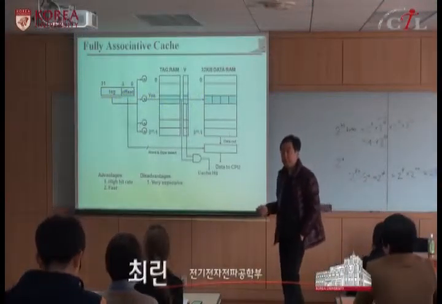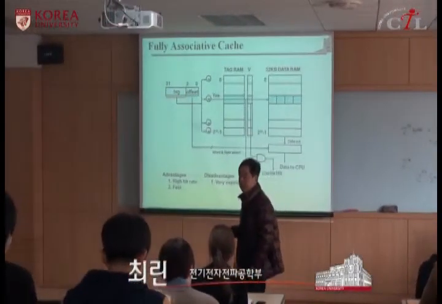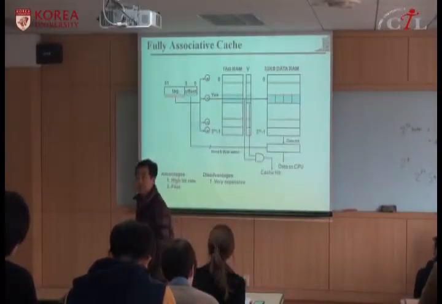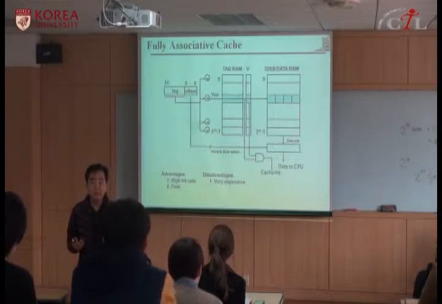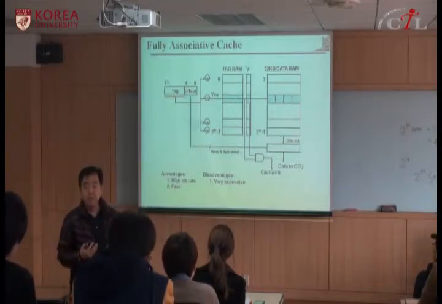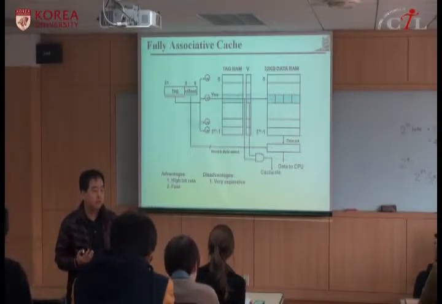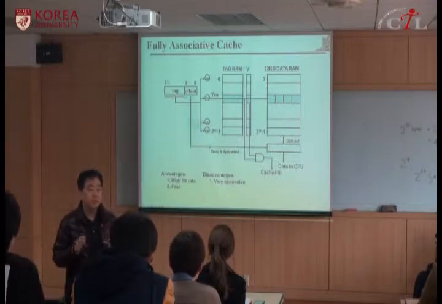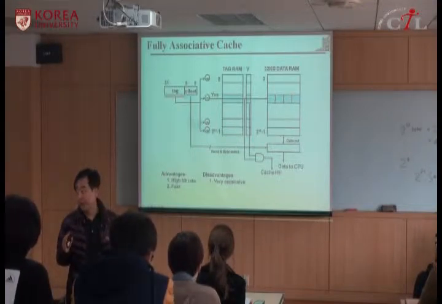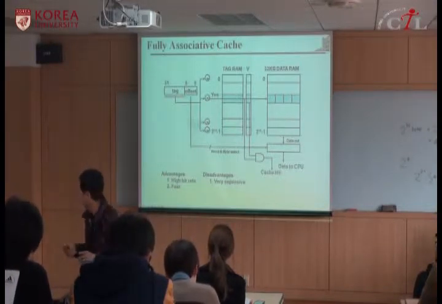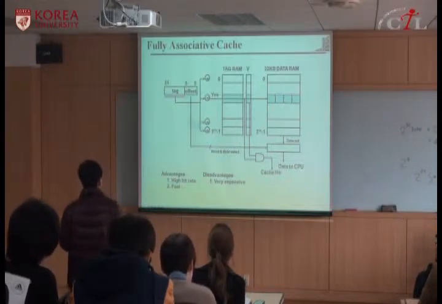Okay, so we have looked at fully associative cache, which is the most flexible, most powerful in terms of performance, but in terms of size is the biggest cache. Okay. Let's look at the other stream.